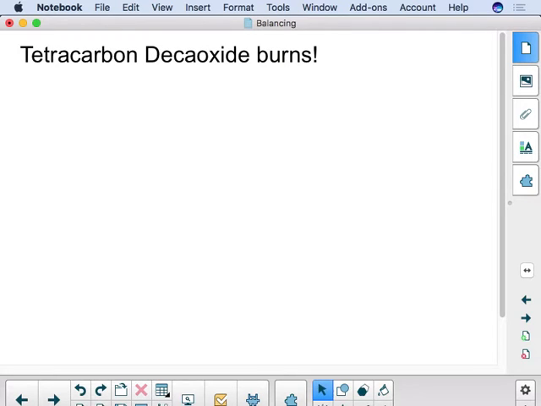All I'm telling you is it's tetracarbon decahydride and it is burning. So that means it's going to react with oxygen. It's going to make carbon dioxide and water. Go. Very similar reaction to what we just did, different hydrocarbon. Go.